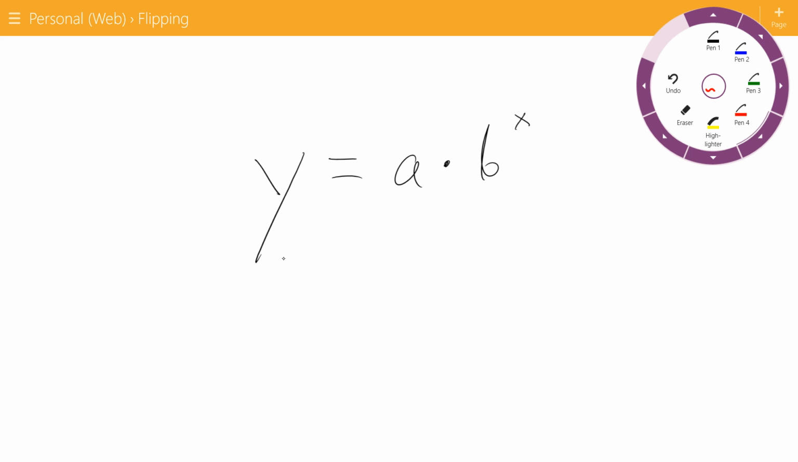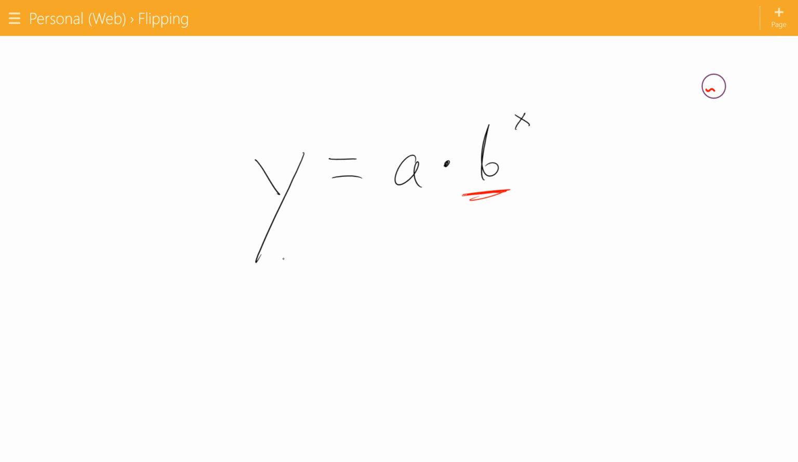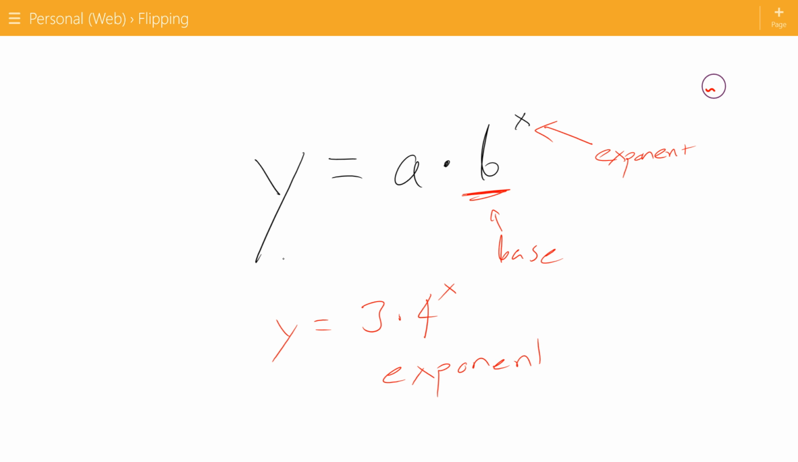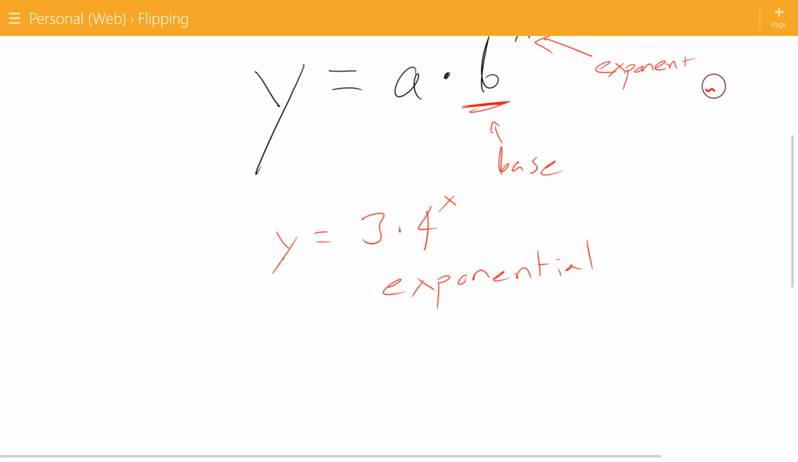So for starters, right here, this part, b, this is your base, just like we've seen with exponents before. What makes this an exponential function, however, is quite specifically this x. This is the exponent, and this is where the variable is. So if I had y equals 3 times 4 to the x, this is an exponential function because I have x right here in the exponent.